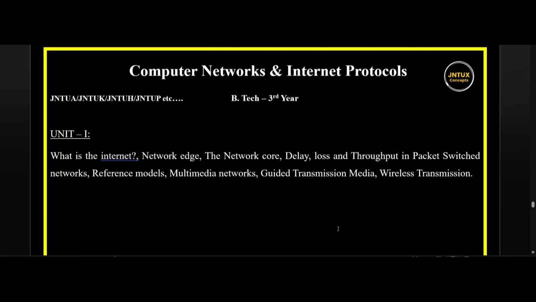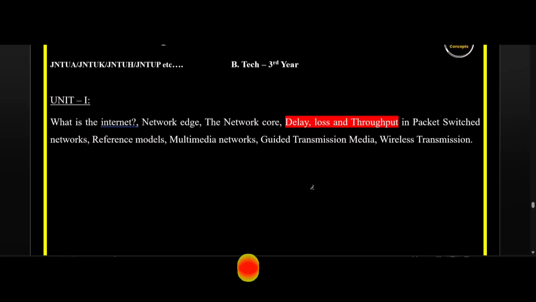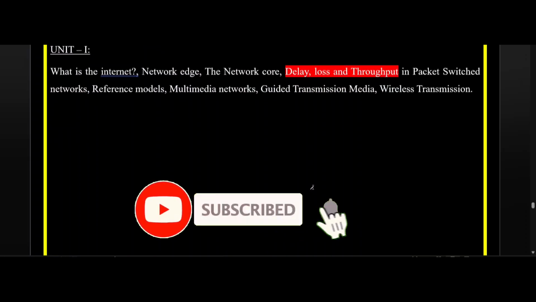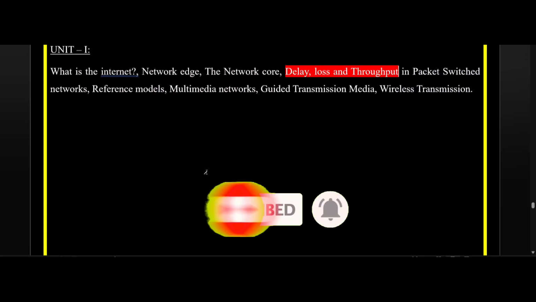Hey everyone, so this is video number 3 in the computer networks and internet protocols series. In our previous video we covered what the internet is, the network edge and the network core topics. In this video we are going to cover 3 topics: delay, loss and throughput. This video gives you the overall concept overview of these 3 topics.